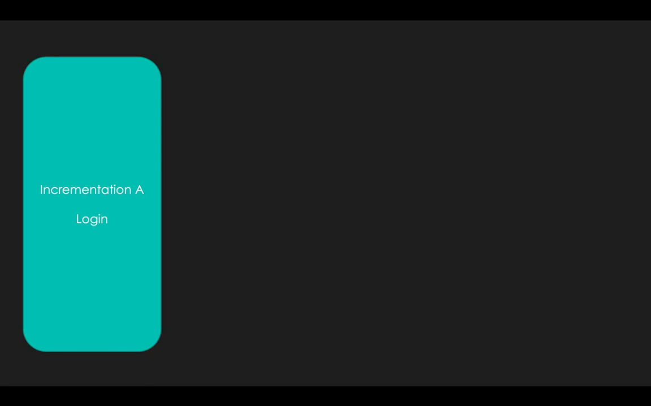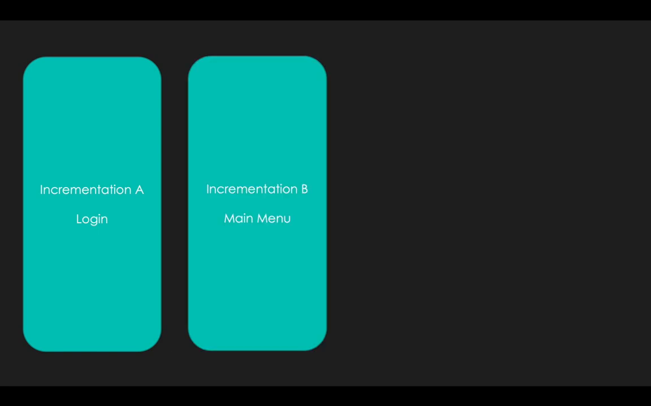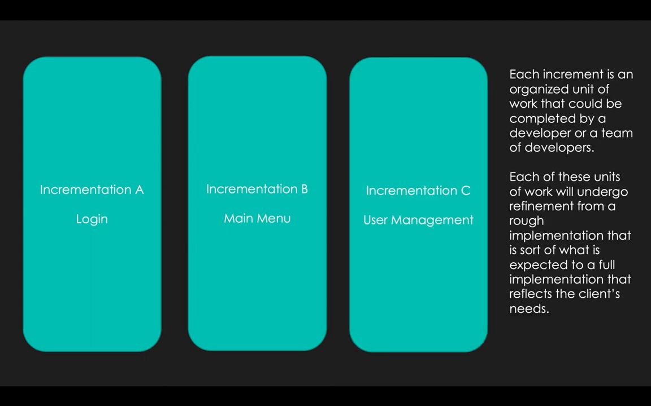So we might have something that looks like this. We have incrementation A that represents the login to our website. This is a fairly fundamental thing, and so we might start on this very early in the process, followed by incrementation B, which is the main menu. If you're coding a game or something like that, you would have settings, starting the game, etc. And then you might also have user management for something like an ERP or a banking system. Each of these increments is an organized unit of work.